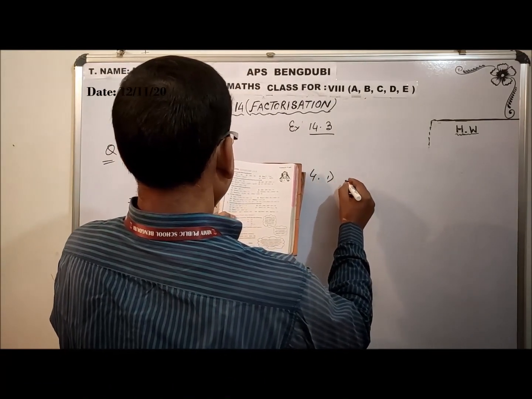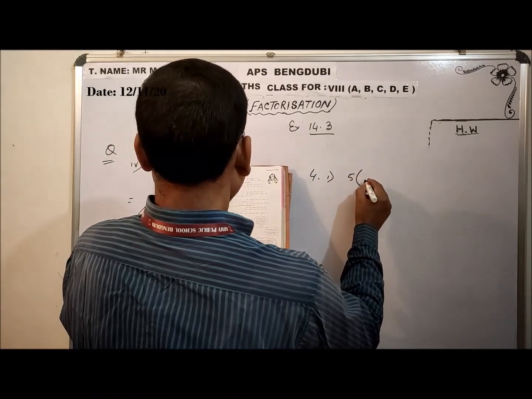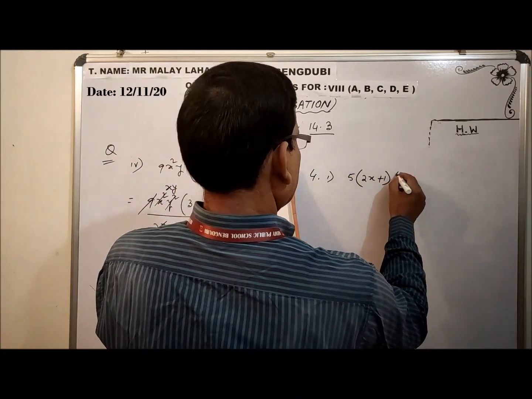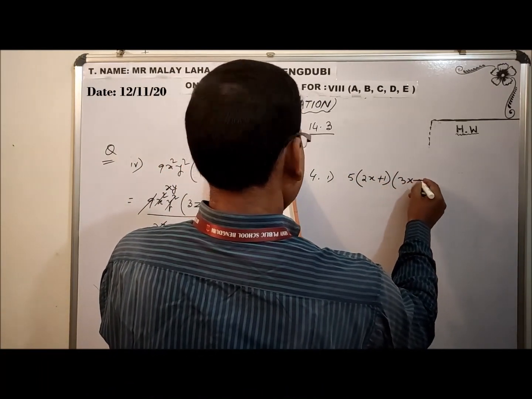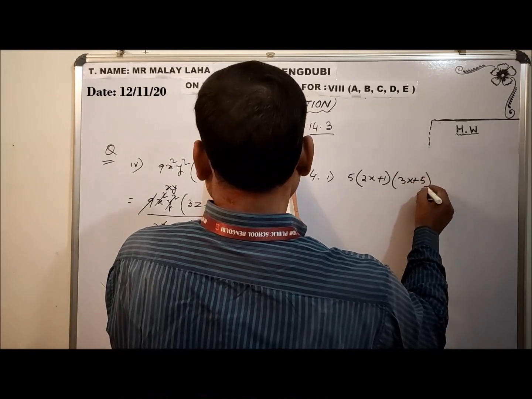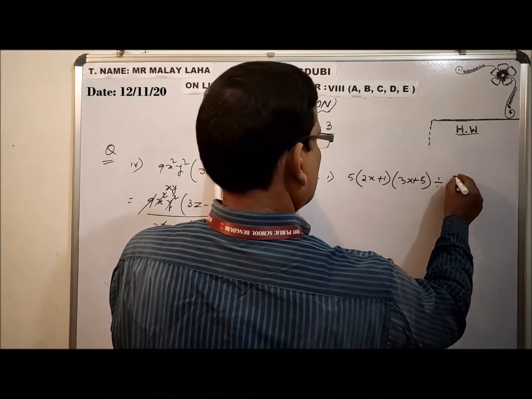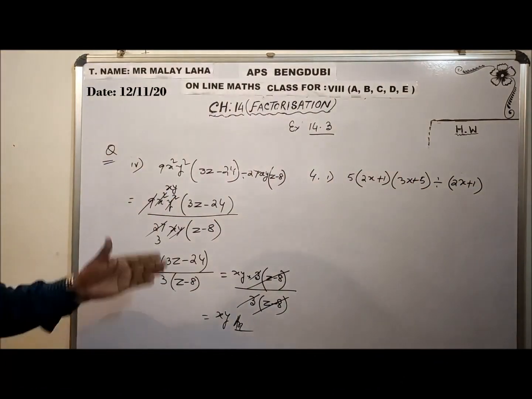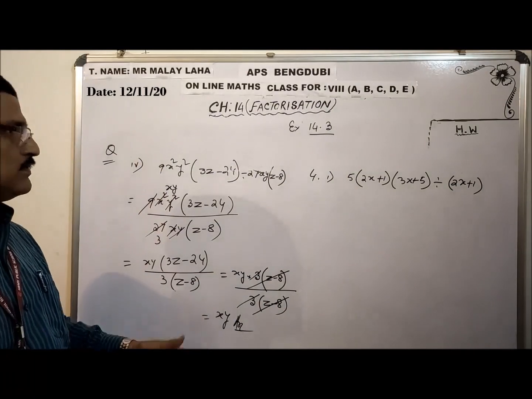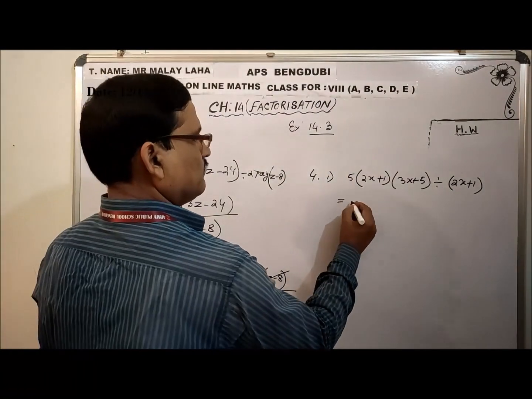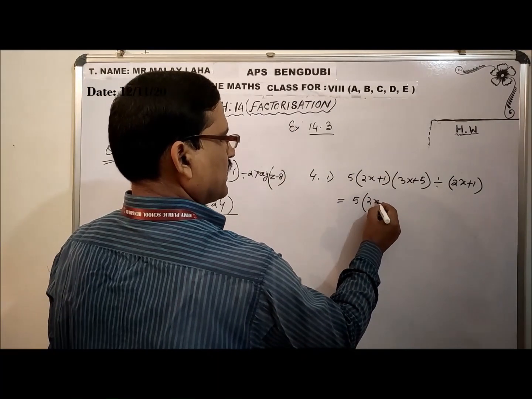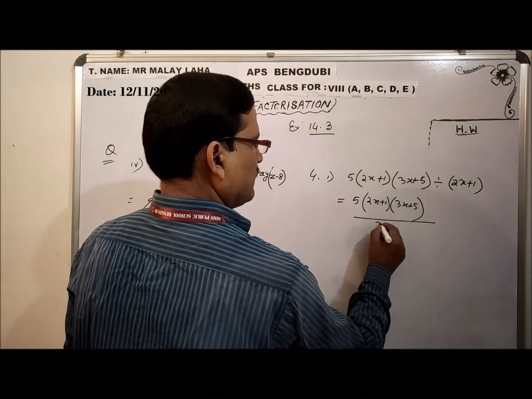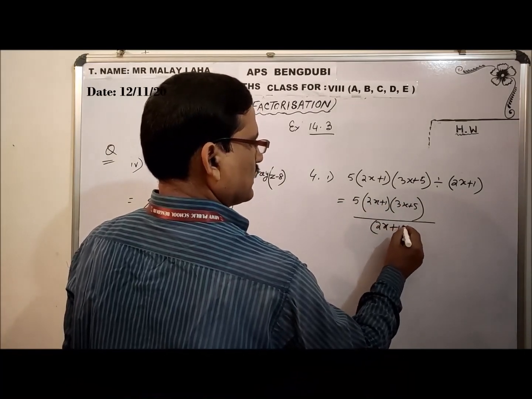Same procedure. Divide as directed. 5, same procedure: (2x plus 1) into (3x plus 5) divided by (2x plus 1). Very simple. Copy it quickly. Now you write down first division form: 5 (2x plus 1) into (3x plus 5) divided by (2x plus 1).